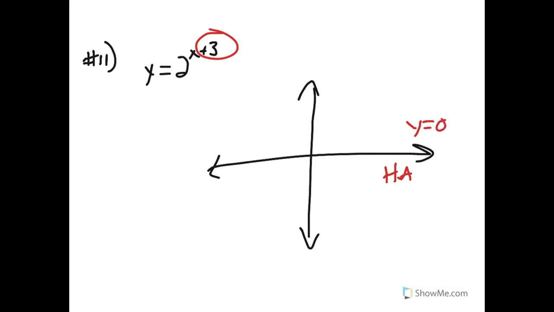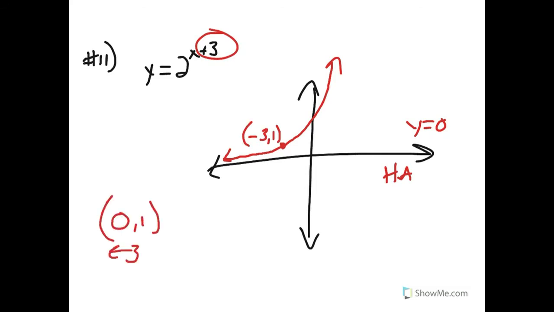Instead of crossing the y-axis at 1, we move everything to the left. The point that was 0, 1 goes to the left. It's going to be negative 3, 1. We were at 0, 1. Go to the left 3. 0 minus 3 is negative 3. Didn't go up or down, so it's negative 3, 1.